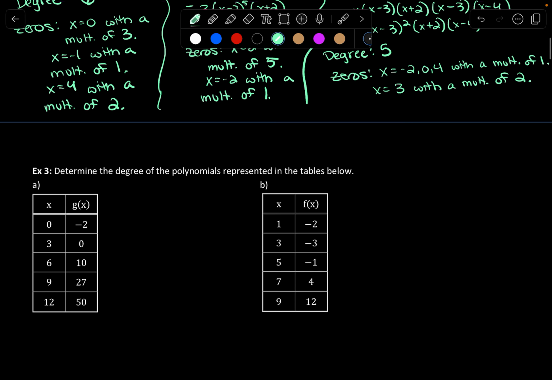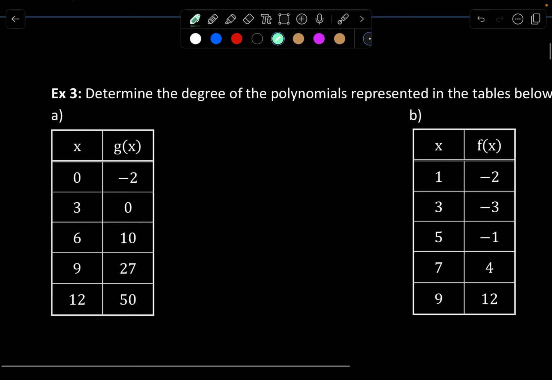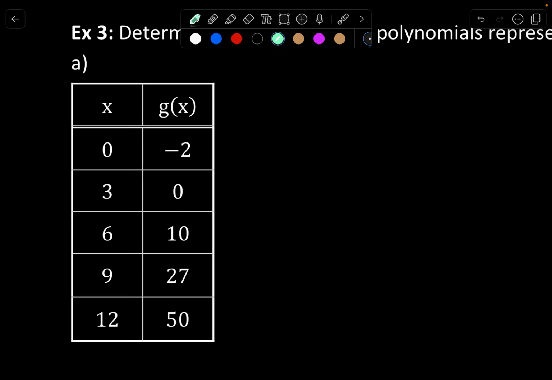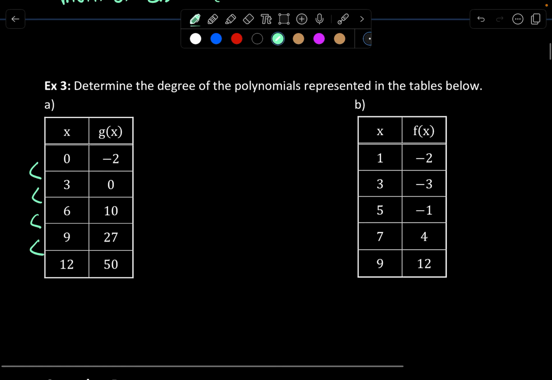All right, another way to determine the degree of a polynomial is through a table. With these tables, think back to rate of change. We really like when the inputs are equal length input intervals. In this case, the change is going to be 3, which means the x values are changing by 3. This is okay for polynomials.